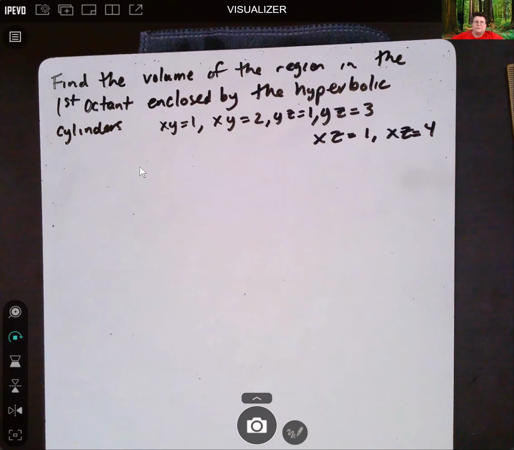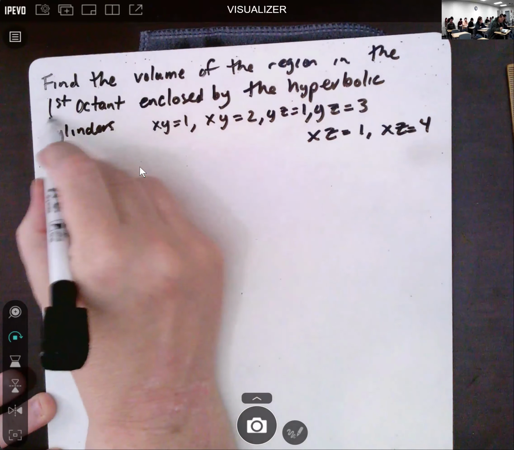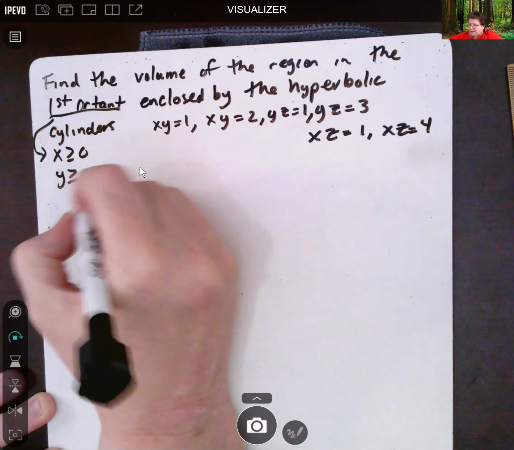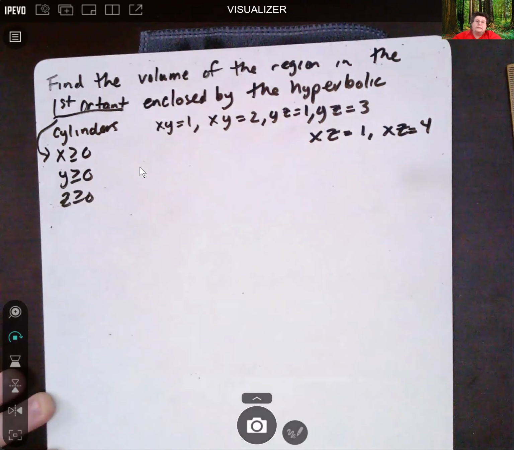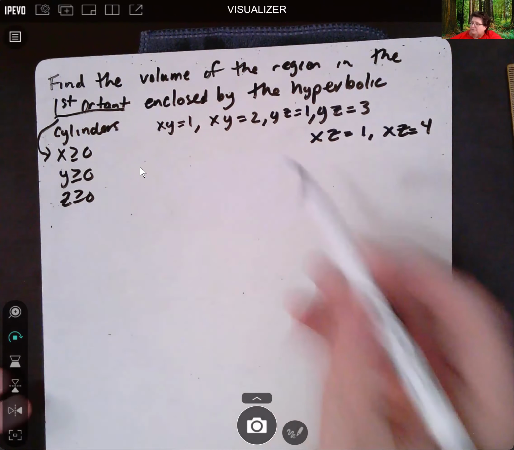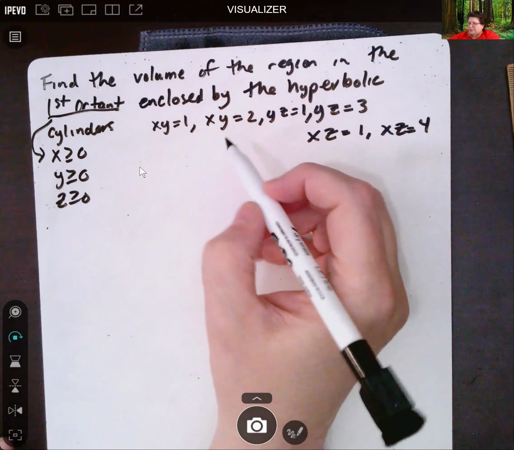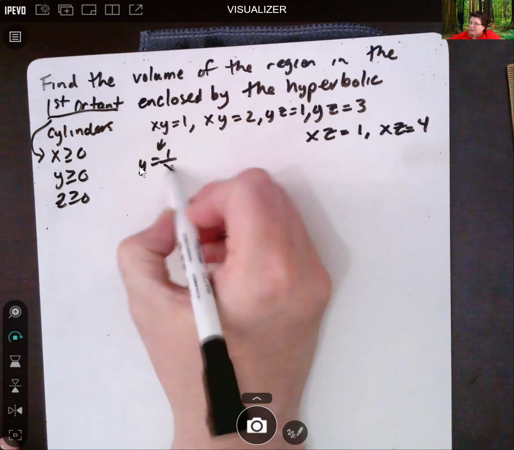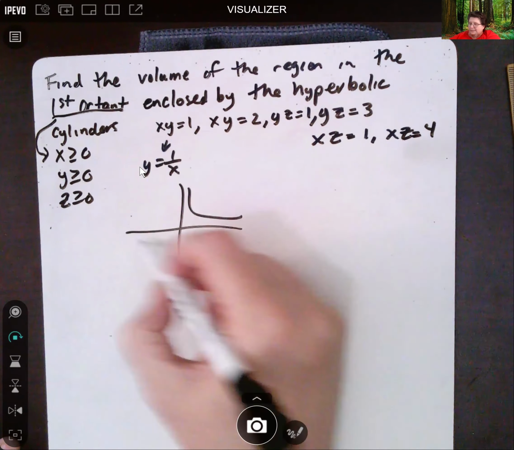So we want to find the volume of the region in the first octant. The first octant means everything's positive. You can use this to make sense of the hyperbolic equations: xy equals 1, xy equals 2, yz equals 1, yz equals 3, xz equals 1, xz equals 4. Now, just to picture it so you can get a visual: if I solve this for y, this is y equals 1 over x. We know what that looks like.